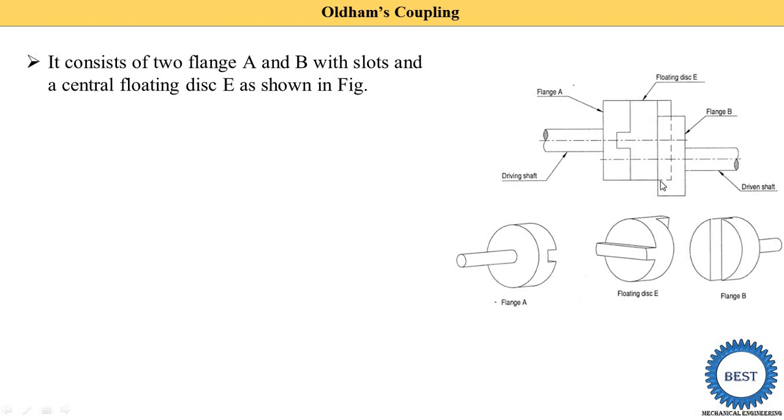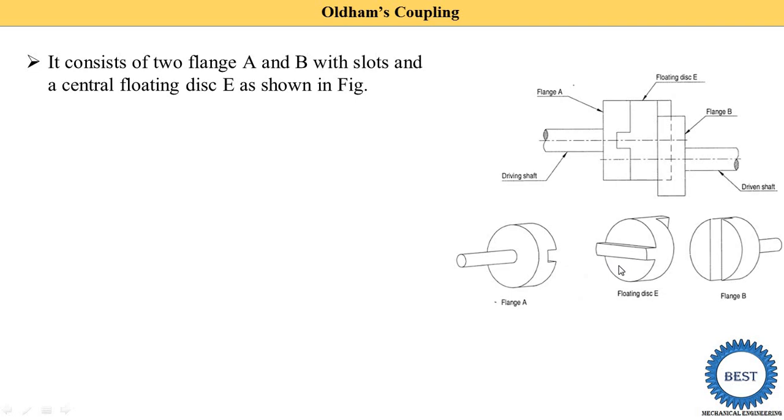Now this above is the assembly diagram of Oldham coupling, and here you see this is flange A. In flange A, one horizontal slot is provided. This is the flange B. Here one vertical slot is provided, and this intermediate part is called the floating disc E.